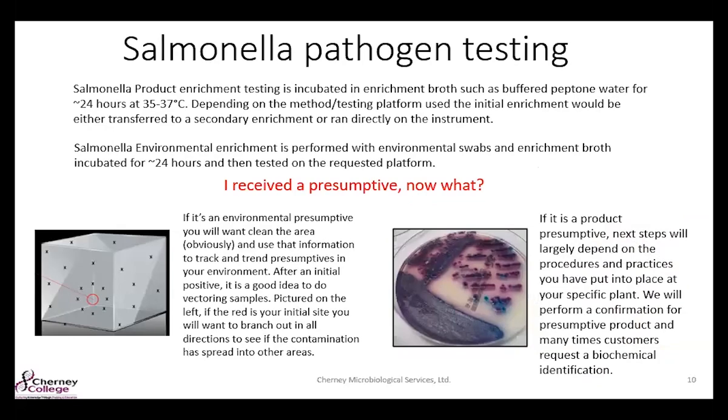So I wanted to go a little bit into what we do when we receive customer products here at Cherney. When we're doing Salmonella pathogen testing, if it's a product, we're going to aseptically weigh out your product for the amount that is needed. We'll add an enrichment broth specific to Salmonella growth, such as buffered peptone water. That'll incubate for about 24 hours at 35 to 37 degrees Celsius. Depending on your method and testing platform, that initial enrichment is either transferred to a secondary enrichment to help further grow that Salmonella, or it's run directly on the platform that you chose.